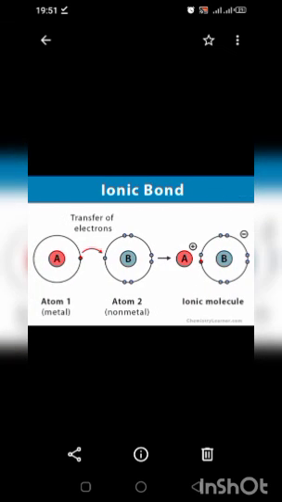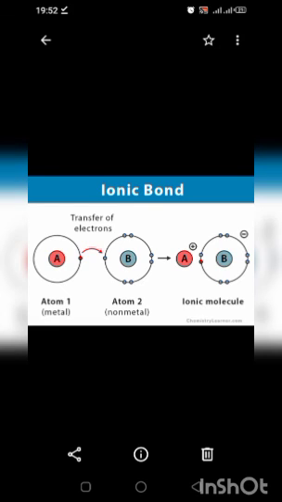It sends off its electron to the non-metal. Since electrons are negatively charged, when these two atoms bond, the metal sends off its electron to the non-metal and it remains positively charged, while the non-metal which received the extra electron becomes negatively charged.